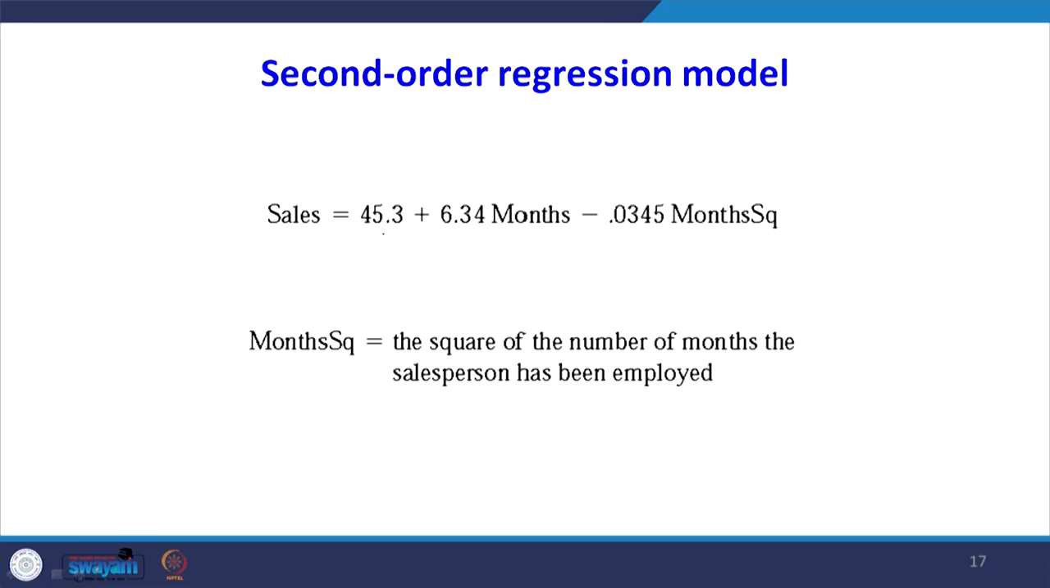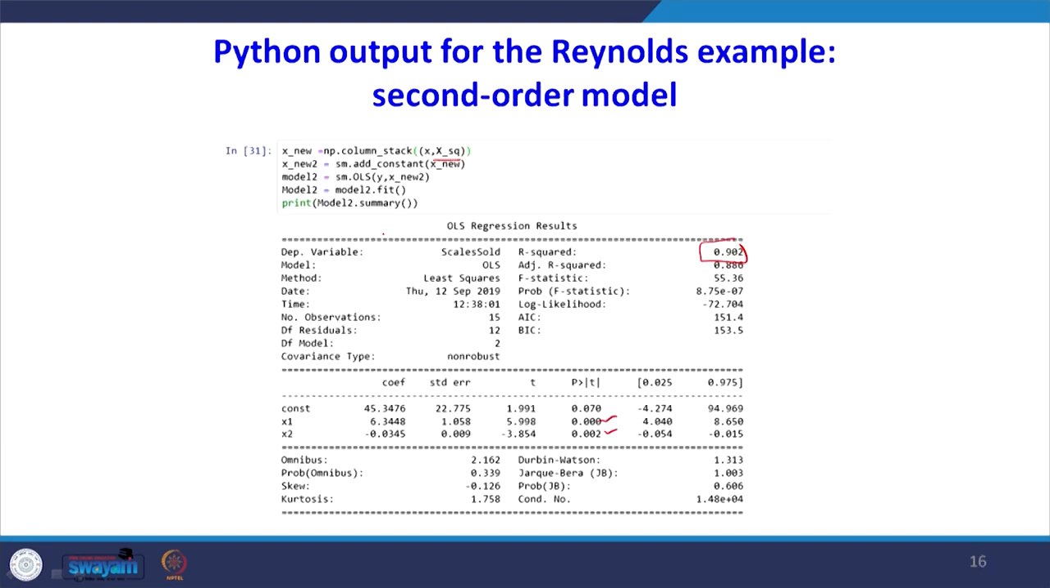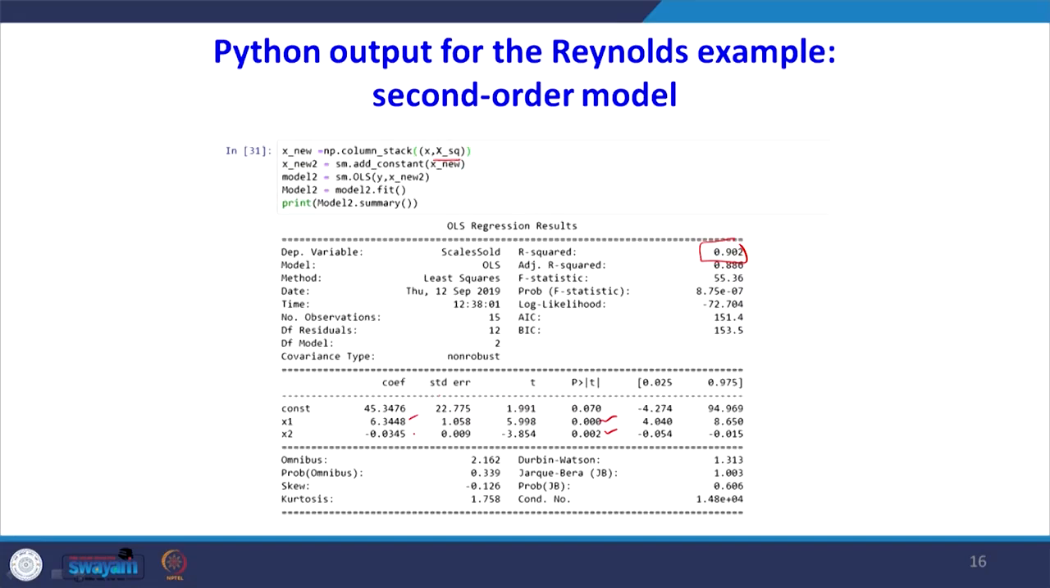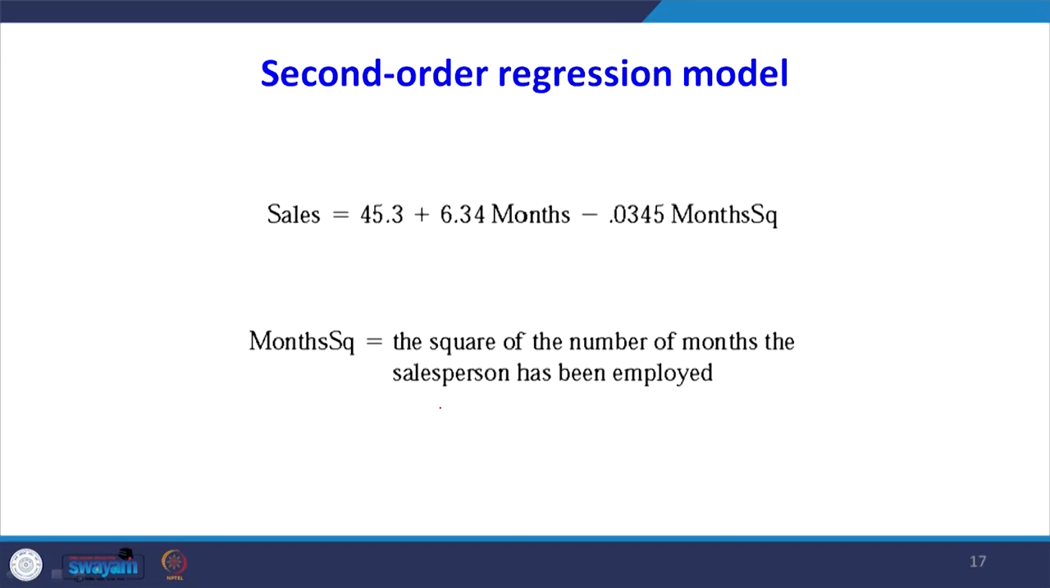So, what is the model which we have created? 45.3, plus 6.34 months, then minus 0.0345, that is the coefficient of the squared value of month.